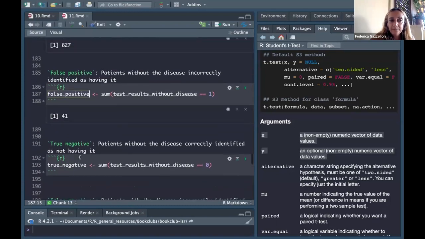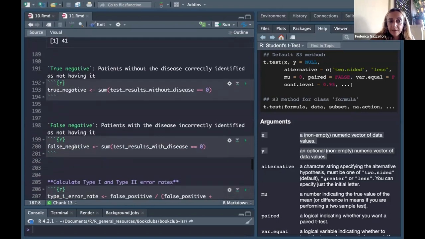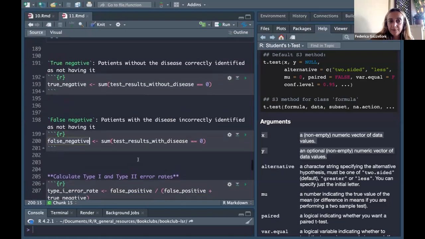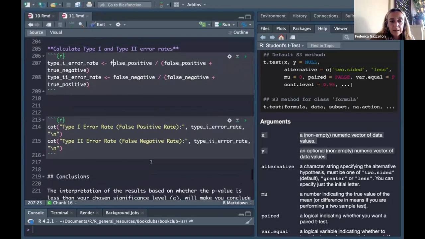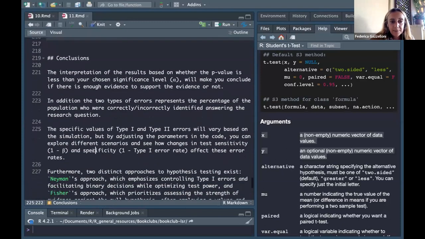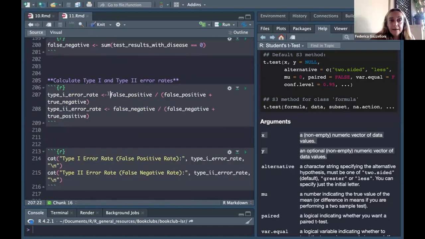And so I can judge this type of test, counting how many true positives, true negatives, false positives, and false negatives I find. And this is a way to calculate the sensitivity and the specificity, and so the accuracy of the test. And how can I calculate the false positive rate, false positive divided by the sum of false positive and the negative?